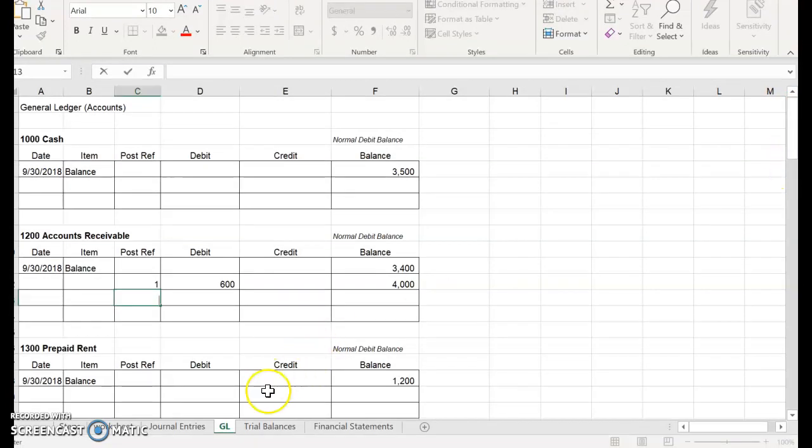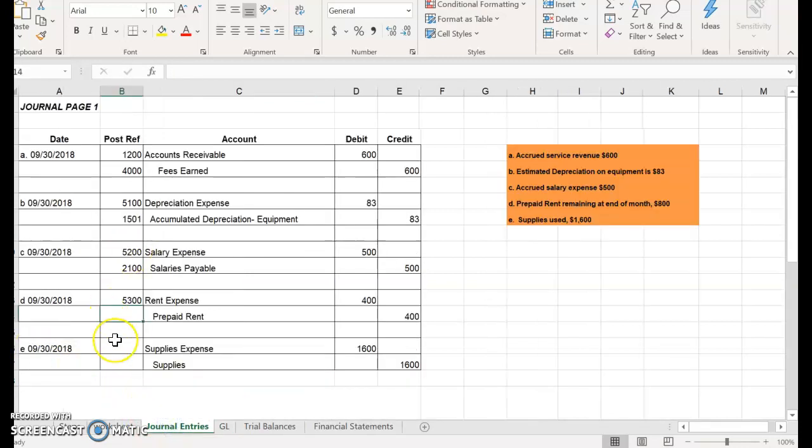Prepaid rent is right here. So it has a new balance of $800 here. And so it's coming from journal entry page 1, and it's account number 1300.